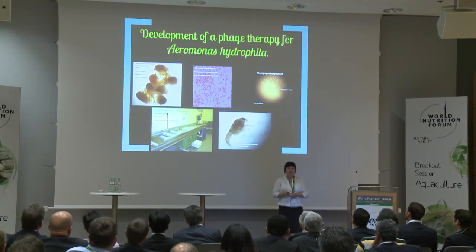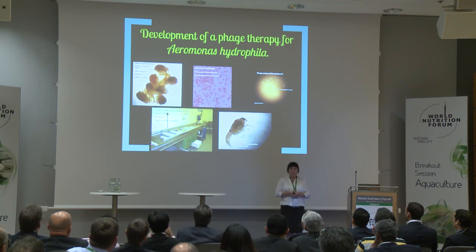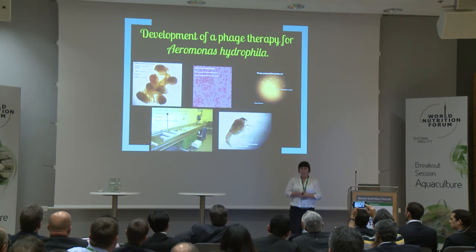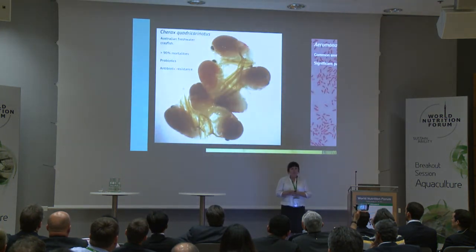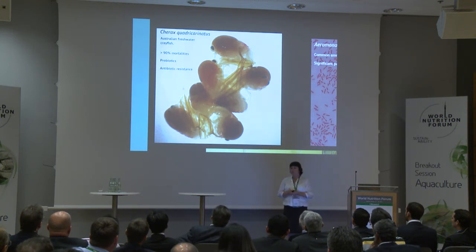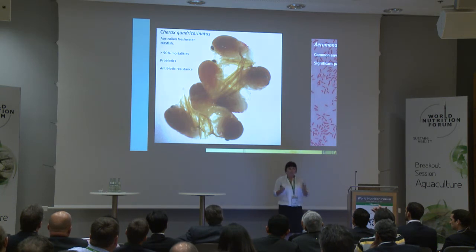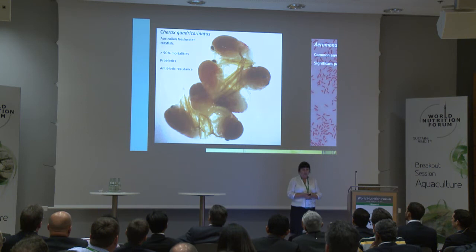So just as a case study, just to show you how we actually get this into an aquaculture system, this was the development of a phage therapy, as I said, for Aeromonas hydrophila. This particular farmer had a hatchery for Cherax quadricarinatus, which is an Australian freshwater crayfish. He was experiencing greater than 90% mortalities in his stage 2 larvae. So essentially he was going broke because you can't manage with 90%.